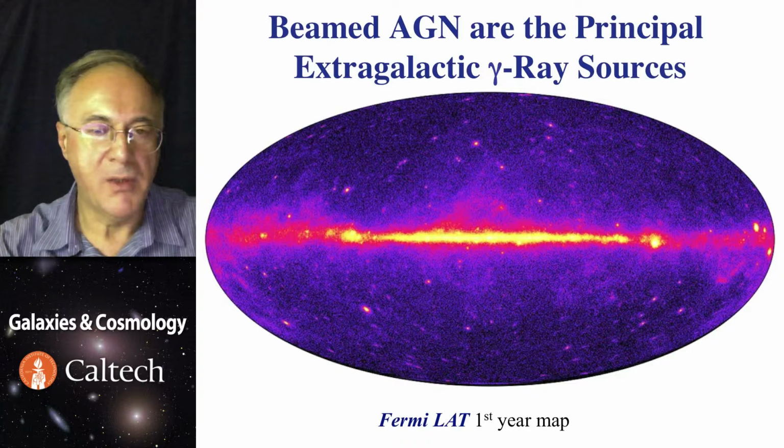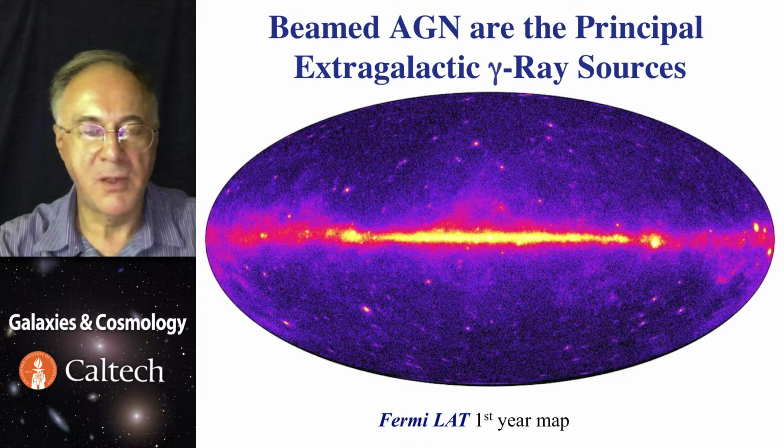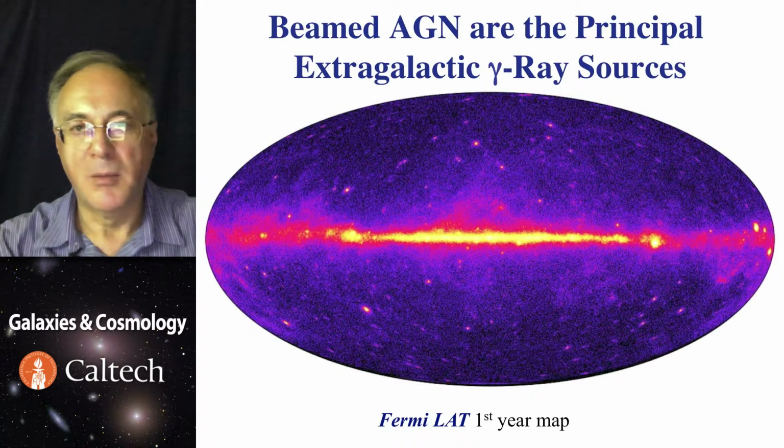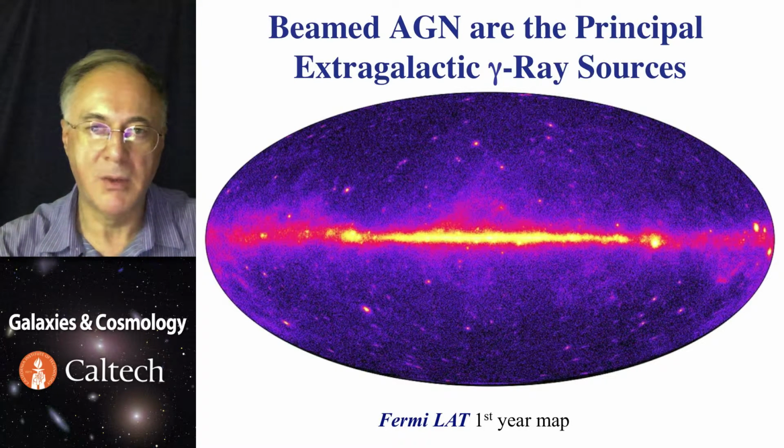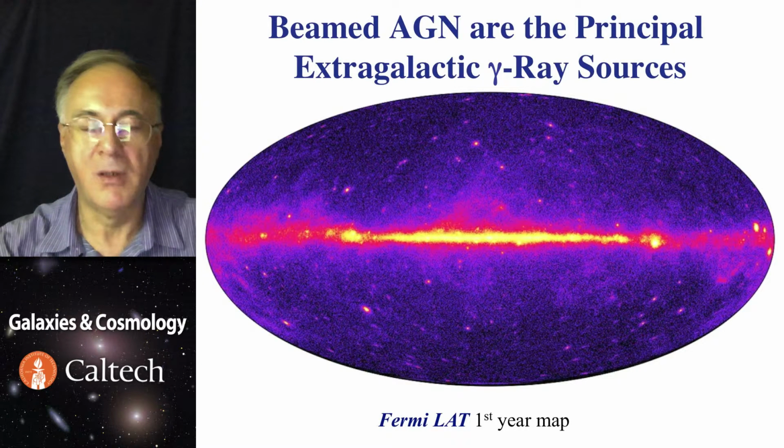What about gamma rays? The story there is very similar. Beamed active galactic nuclei, those with jets, turn out to be the principal extragalactic gamma ray sources, aside from gamma ray bursts, which are spectacular but do not contribute much energy overall.